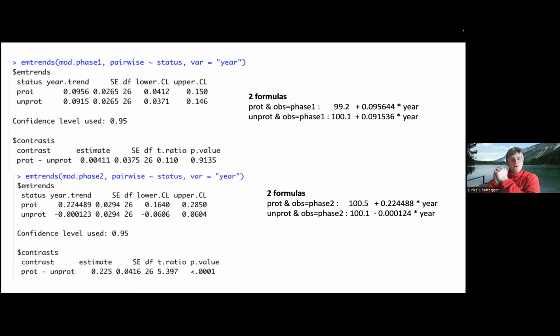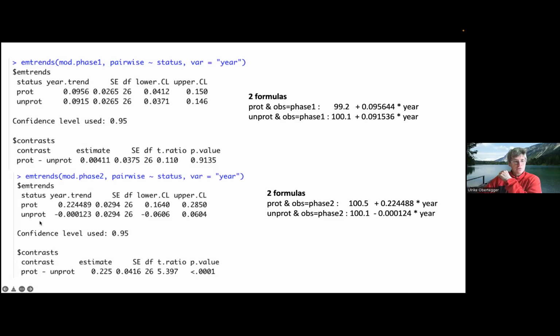Then when we look at phase 2, just by looking at the relationships, there's not really statistics needed, you can tell that they are different. But in any case, to be complete, you should test it. You should show your readers that the relationships are different.